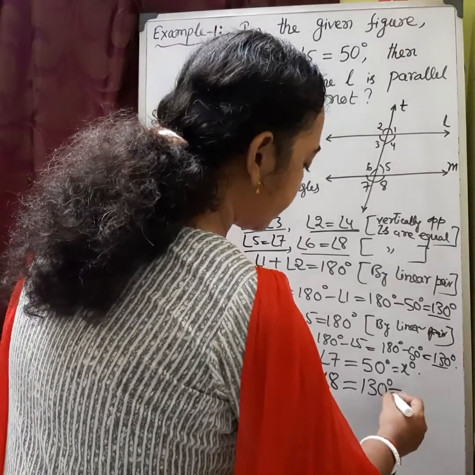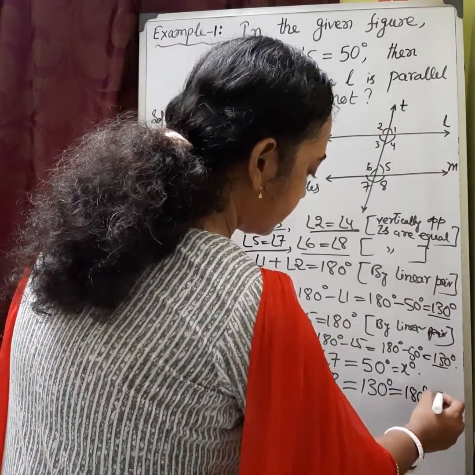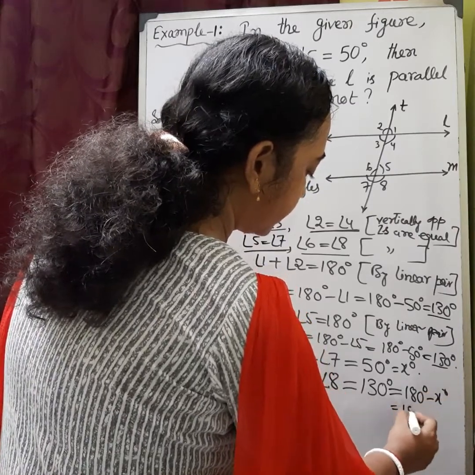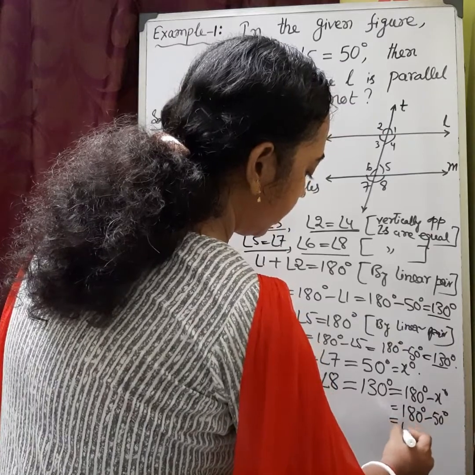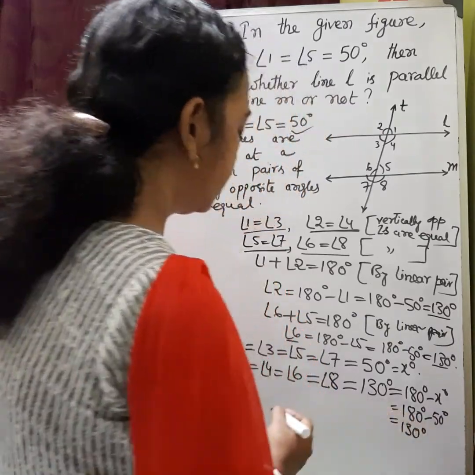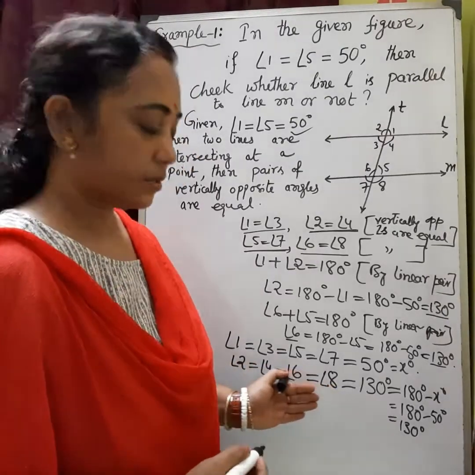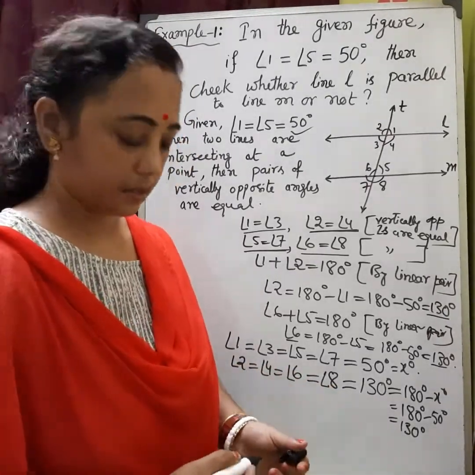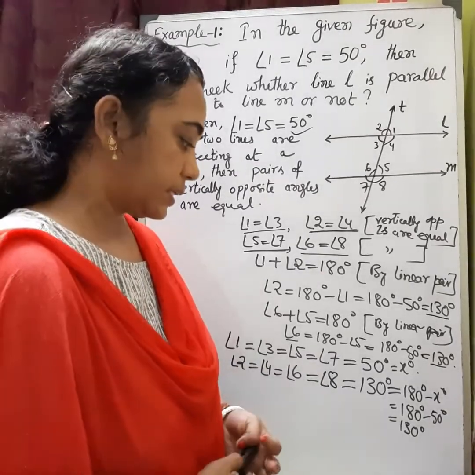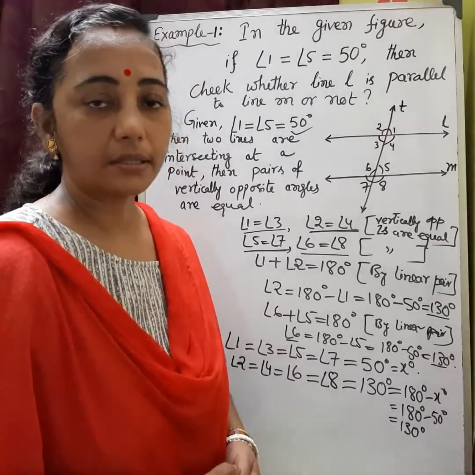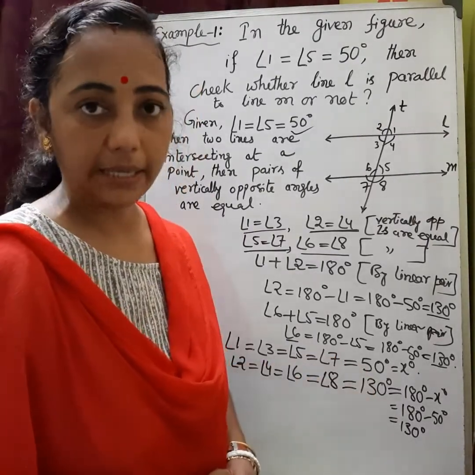So that we can write 180 degree minus x degree, that means 180 degree minus 50 degree is equal to 130 degree. So here we can see that we get another group of angles. The measure of each angle in this group is equal to 180 degree minus x degree if the measure of the first group of angles is x degree each.